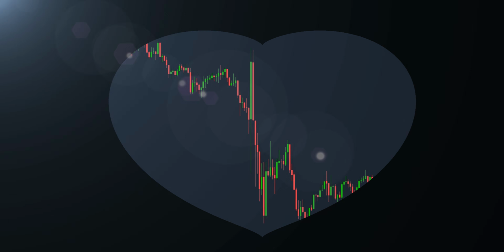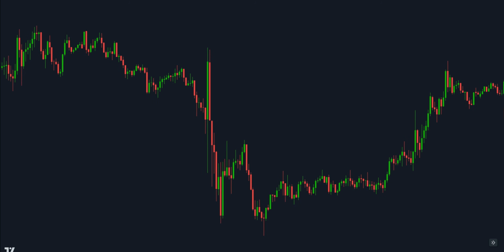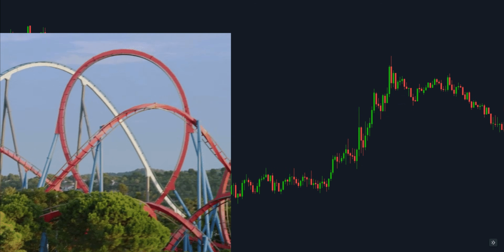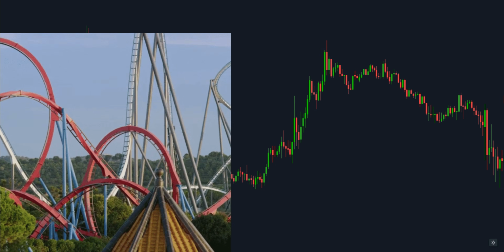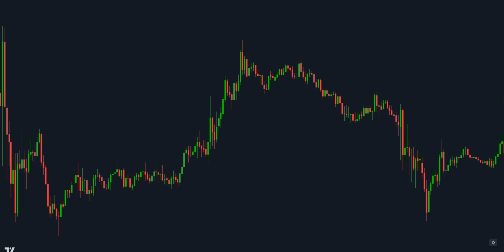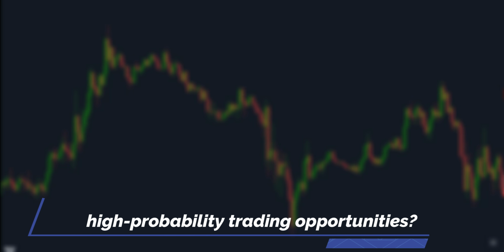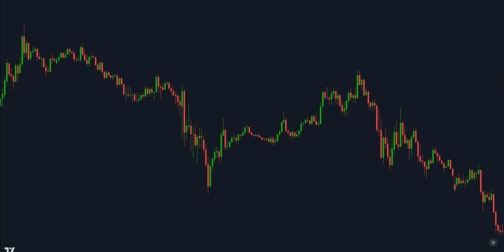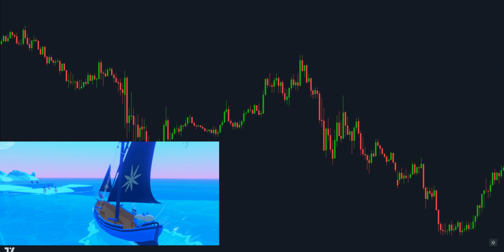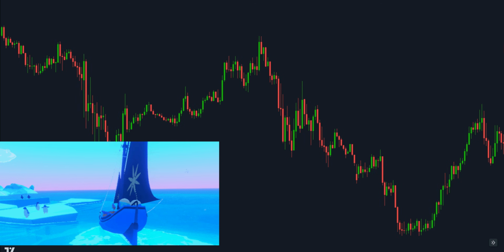Are you ready to ditch the trading roller coaster? Let's face it, trading can feel like a wild roller coaster ride sometimes. One minute you're soaring high, the next you're plummeting towards disaster. But what if I told you there was a way to smooth out those bumps and spot high probability trading opportunities? Buckle up, because today we're uncovering a strategy that's your ticket to calmer trading waters.